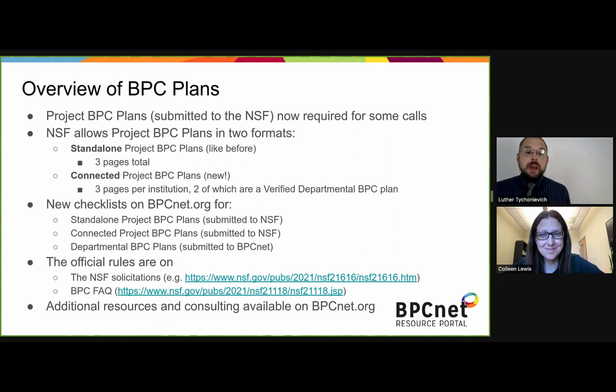So if you go to bpcnet.org, you can find checklists for all 3 of these types of BPC plans: the standalone Project BPC plan, the connected Project BPC plan, and the departmental BPC plan. Again, both of the Project BPC plan types are submitted to the NSF along with a proposal that you're submitting for funding to the NSF. And the departmental BPC plans are submitted to bpcnet.org for verification, and they're also included inside your connected plans after bpcnet.org has verified. The official rules for all of these are in the NSF solicitations.